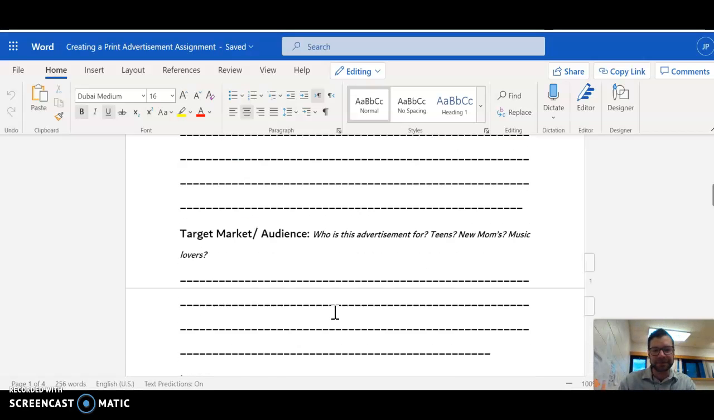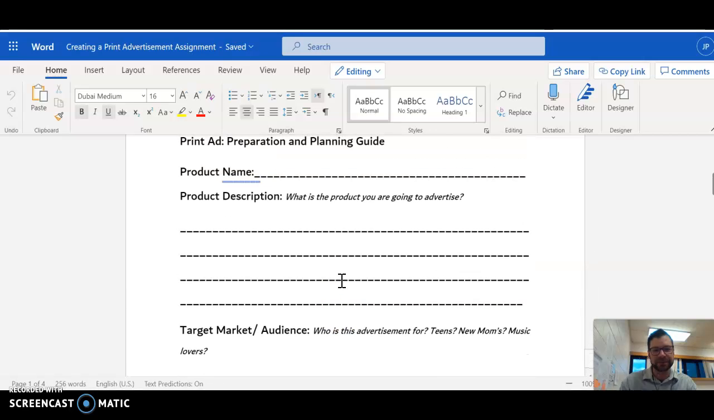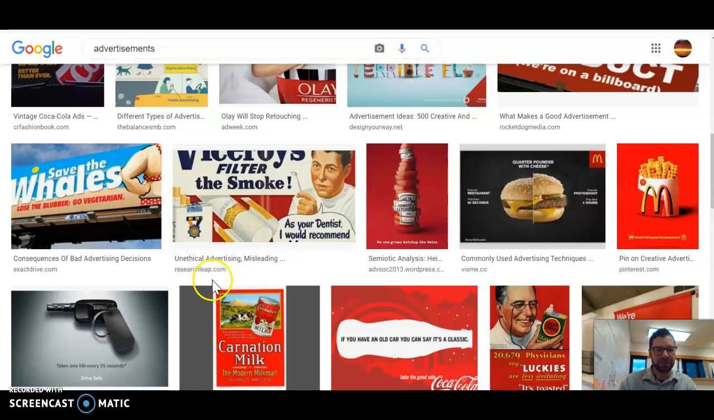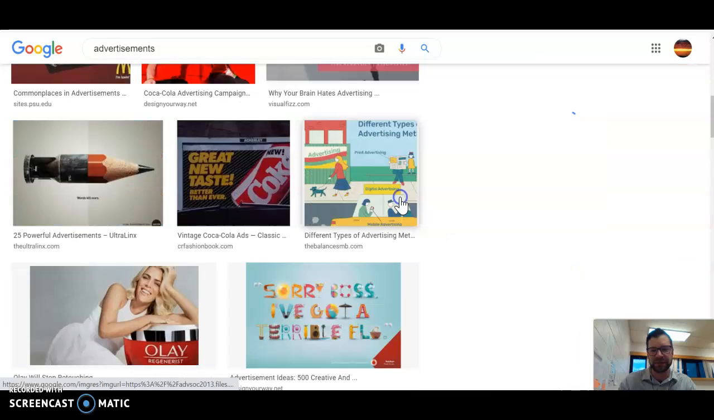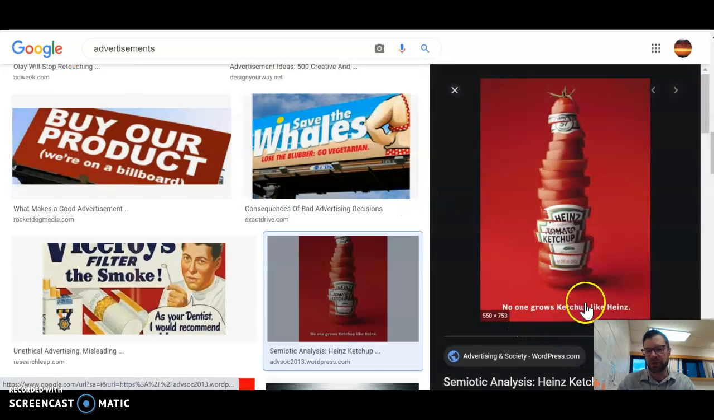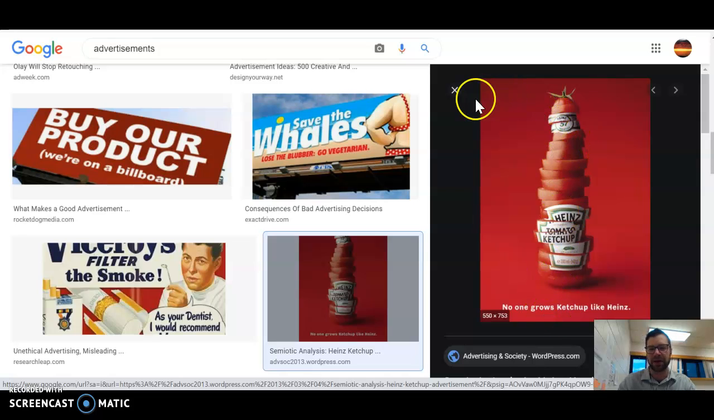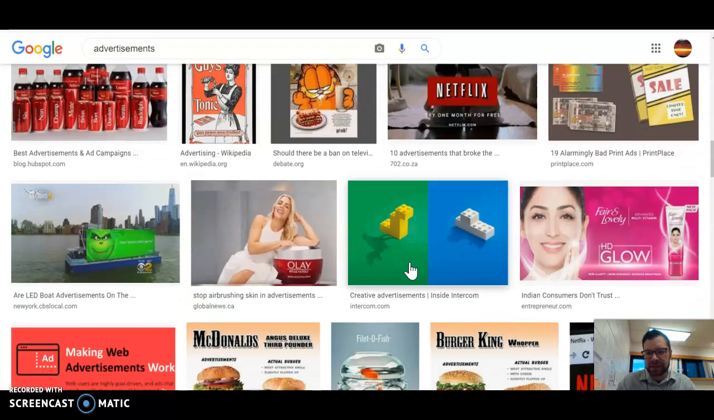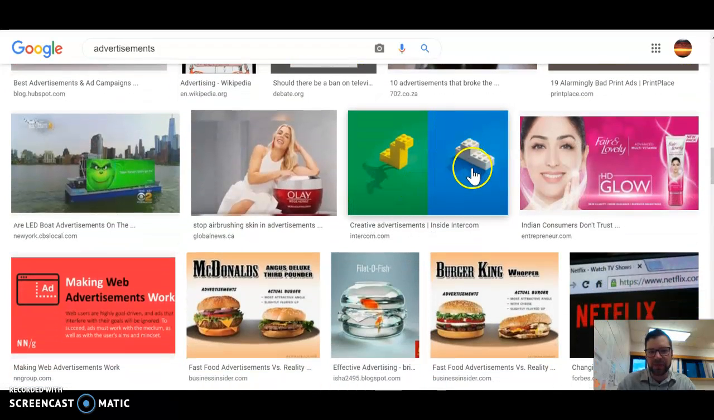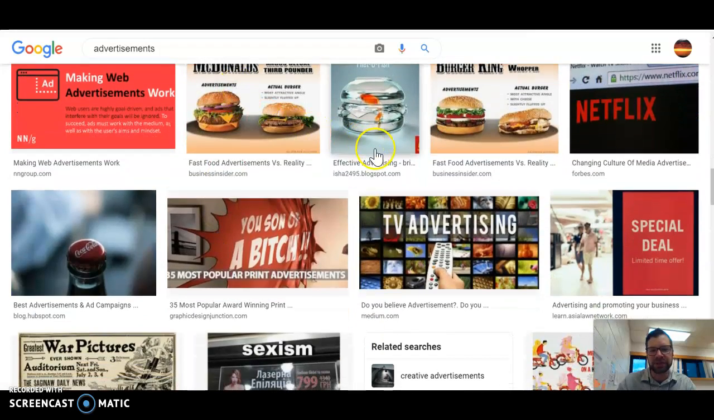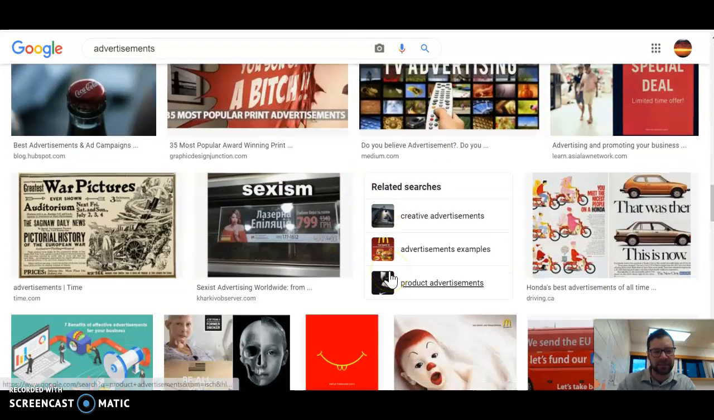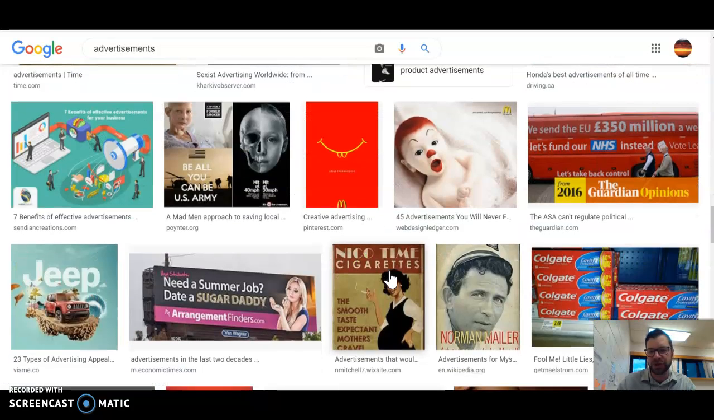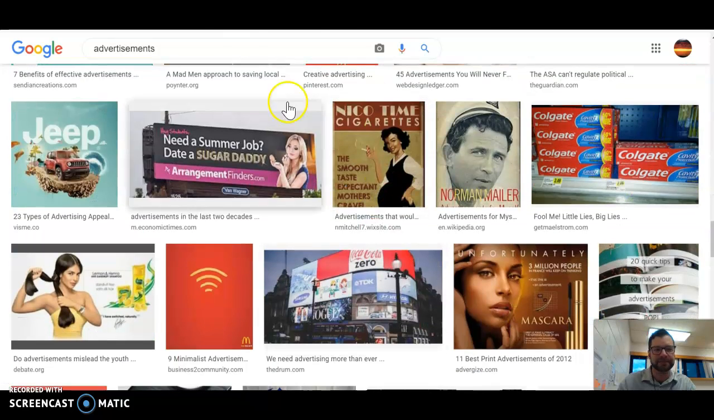So here's a little bit of an organization guide for you. Let's look at a print ad first. So these are print ads. Here's a clever one from Heinz Ketchup. No one grows ketchup like Heinz. So they're saying essentially there's nothing but tomatoes in their ketchup. Let's look down here. Here's a Lego one. McDonald's. I'm sure you know what a print advertisement is.